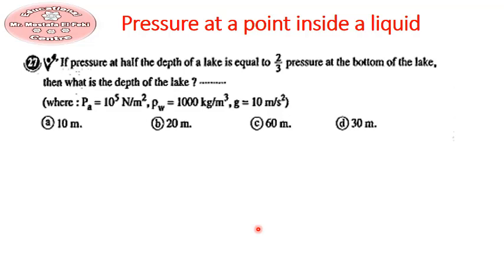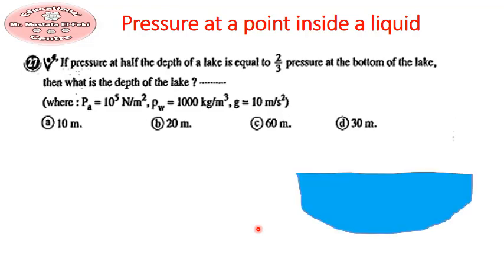If pressure at half depth of a lake is equal to 2 over 3 of the pressure at the bottom of the lake, then what is the depth of the lake? Let's see. This is the lake. The total height of the lake is h. At half its depth it is half h, and the lake is exposed to the atmospheric pressure. So the pressure at half equals 2 over 3 of the pressure at the bottom.